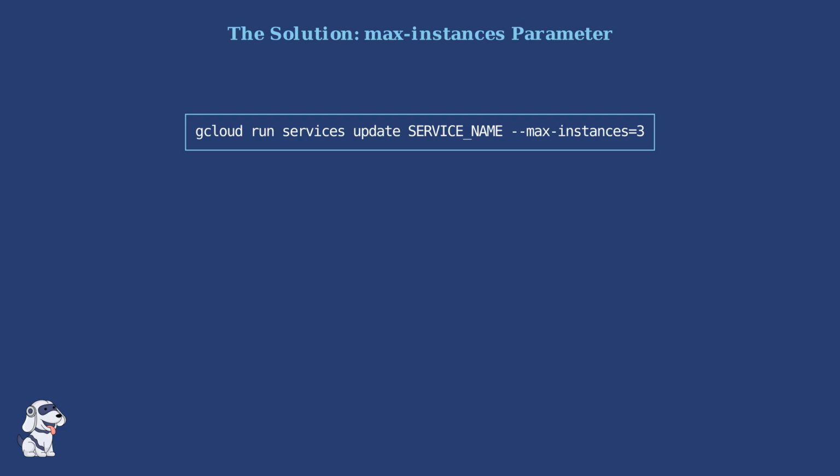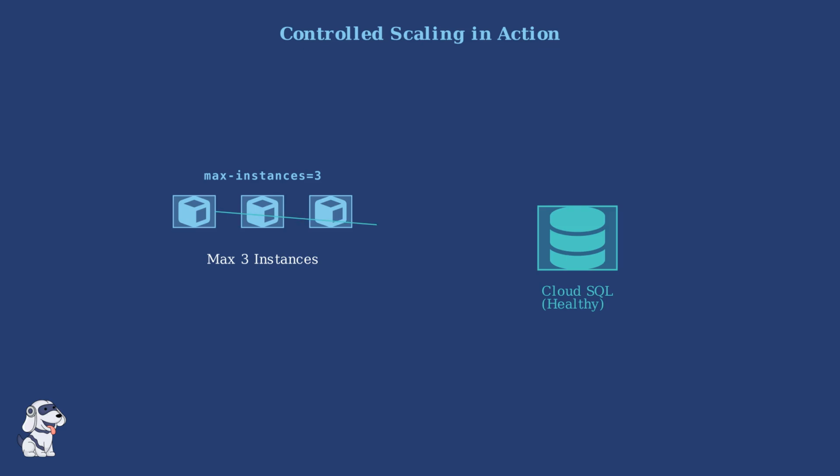This gcloud command limits the maximum number of container instances that Cloud Run will create for your service. With max instances set to 3, Cloud Run will never create more than 3 container instances, regardless of traffic volume. This ensures your database receives a manageable number of connections.